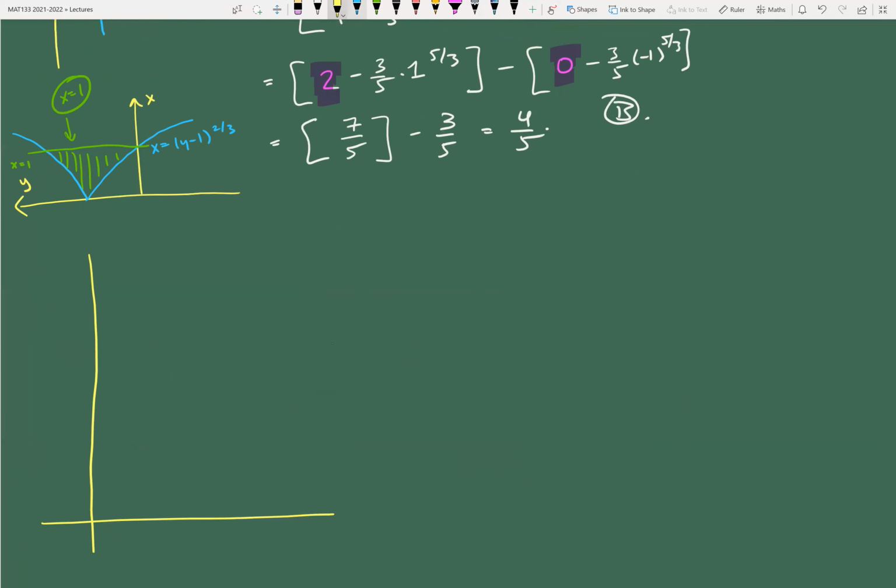So let me redraw this, and let me draw this better this time. Let's draw x equals 1 first. So here's x equals 1. And let's label our axes. And then we're going to get something like that. Okay, so here's 0, and here's like 2 up here, like so. So we're looking for this area here.